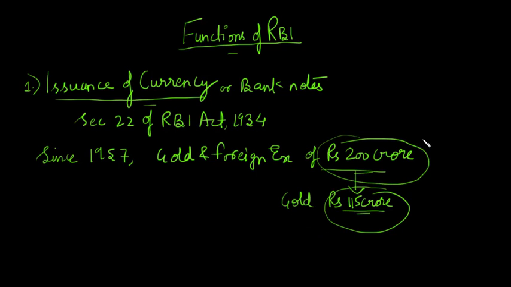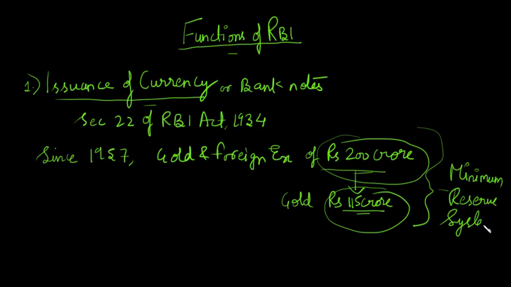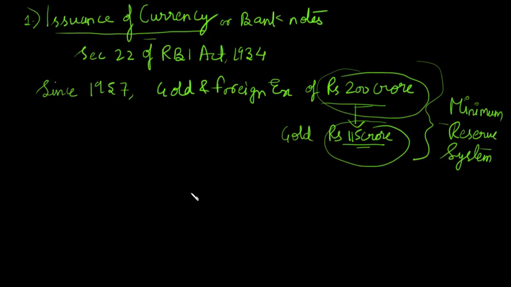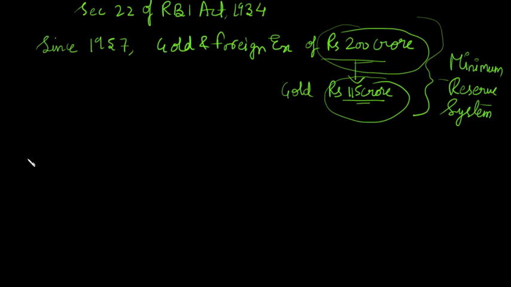So this concept is known as the minimum reserve system. This is the main function of RBI. Now comes the second function. So again, the important function is banker to government. RBI acts as a banker to the central government or union government, and even to state governments also.